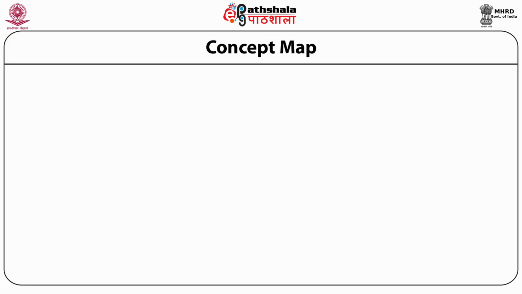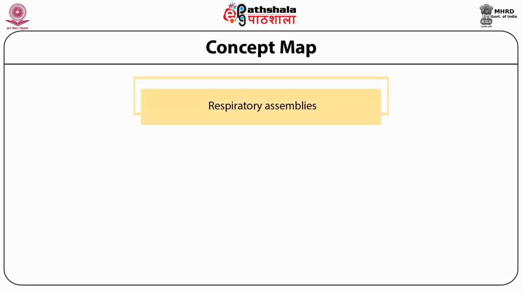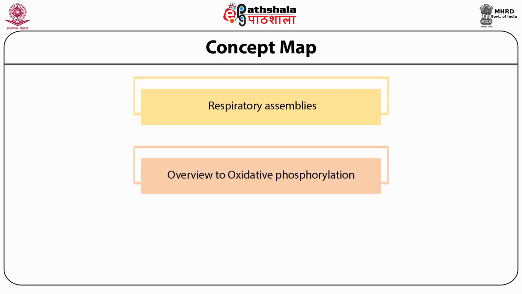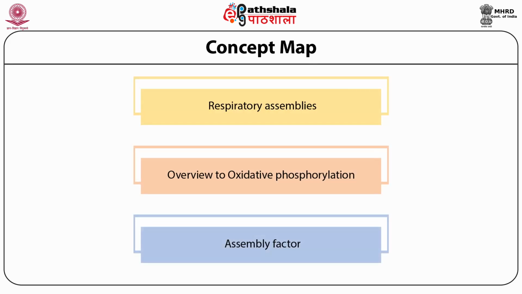The concept map. In this lecture, we will first discuss briefly the respiratory assemblies, oxidative phosphorylation and assembly factors. We will also learn about the generation of ATP through the electron transport chain. We will then discuss the assemblies of respiratory complexes.